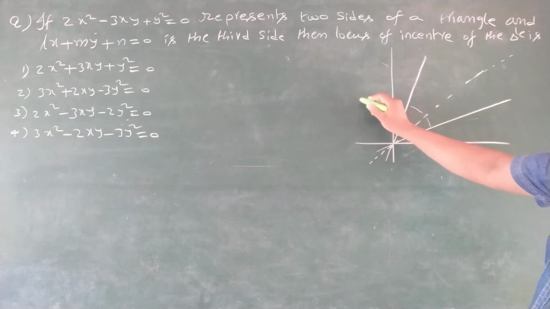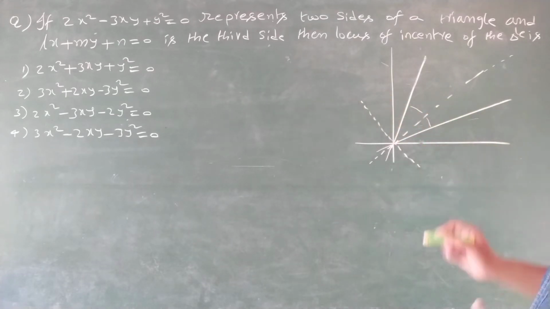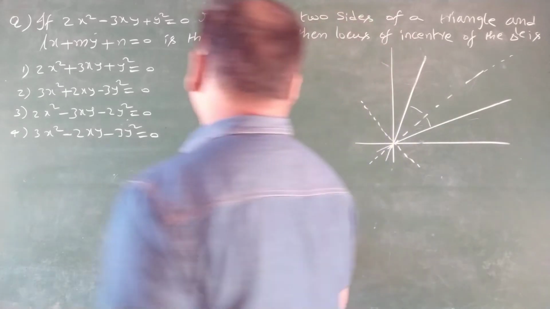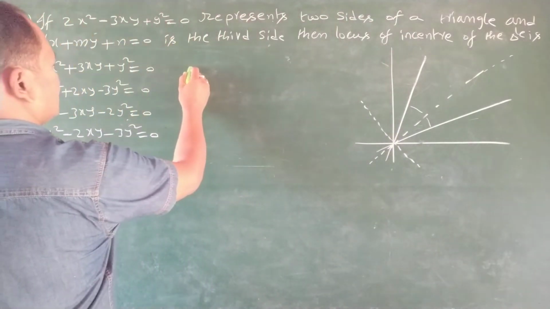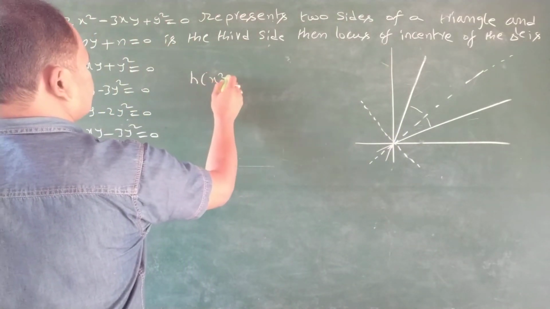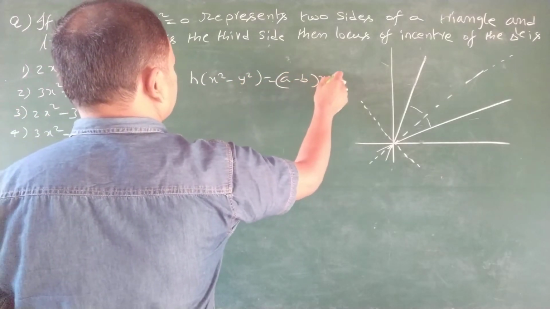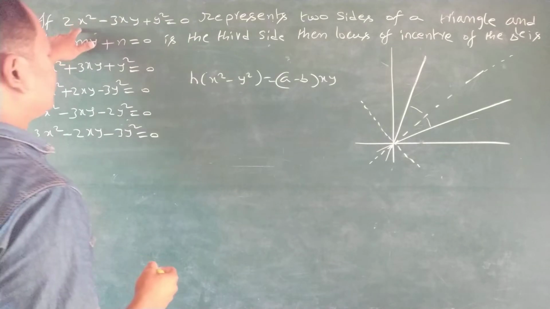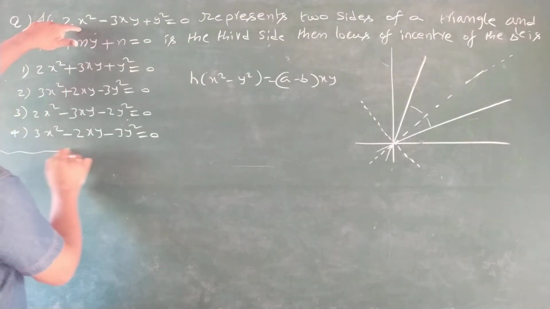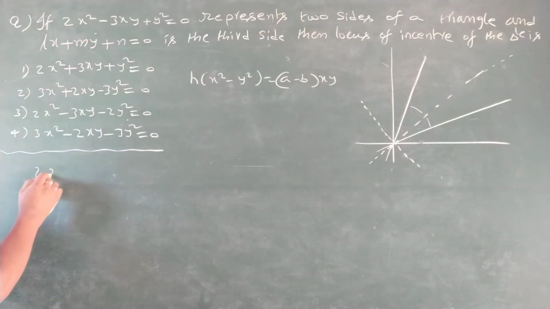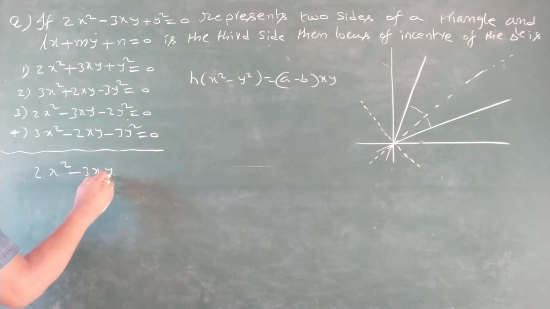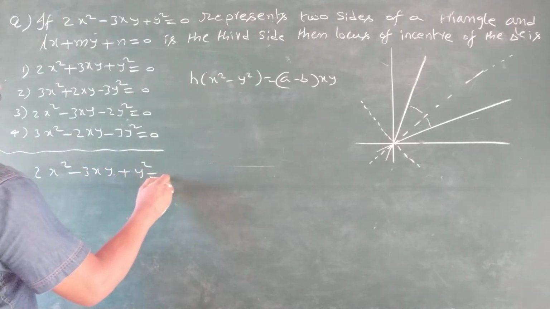This is one bisector, this is the other bisector, according to the pair of angular bisectors. That's why, what is the formula? Now the formula is h into x square minus y square is equal to a minus b into xy. Now from the given equation, what is the given equation here? This is 2x square minus 3xy plus y square is equal to 0.